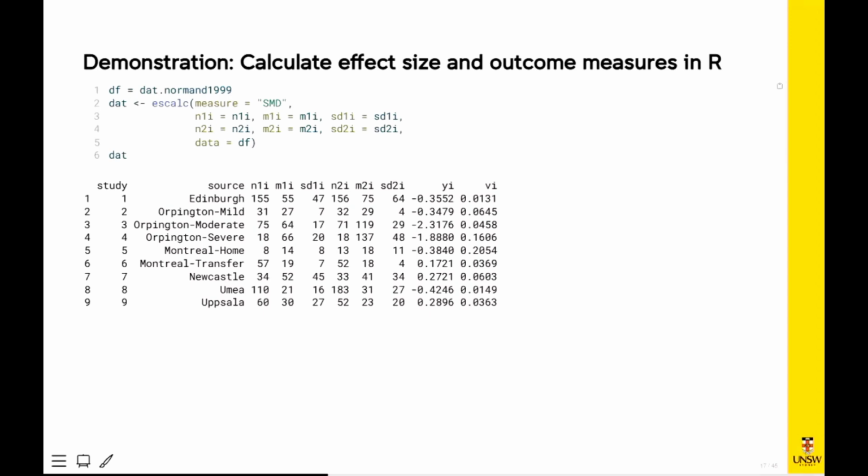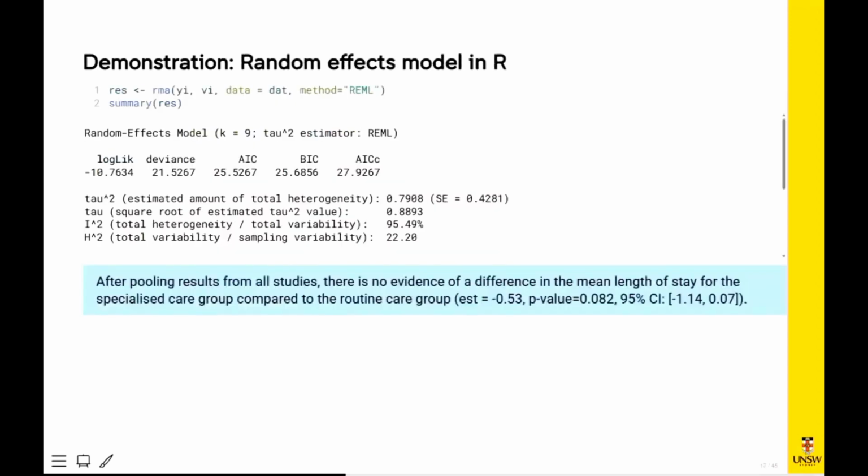And what comes out are 2 extra things in our data set. We have this yi value and the vi value. The yi is our effect size. That's our standardized mean difference. And the vi is the variability around that estimate for each of the studies. And those are the 2 things that we're actually going to pass to metafor for the actual meta-analysis itself.